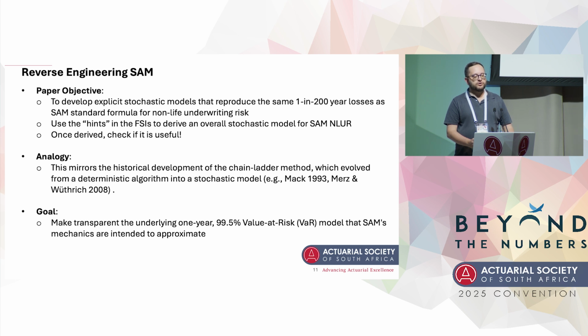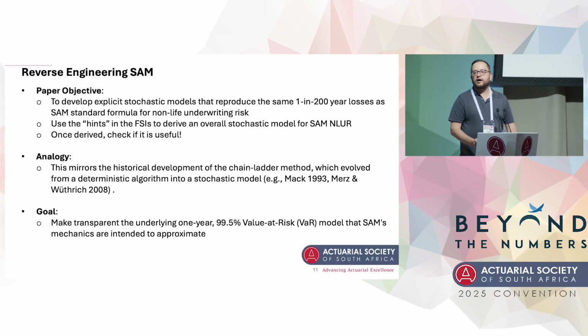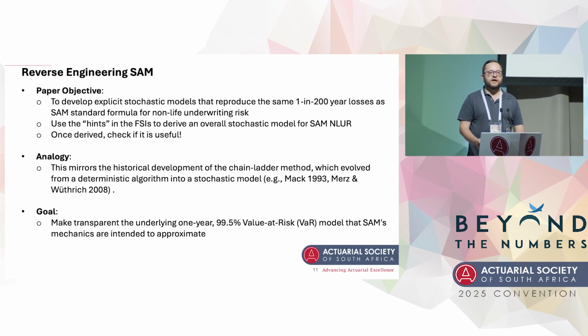And the way that we're going to do this is try to use the various different hints that we have in the FSIs. So for example, in the FSIs, you'll see it talks about insurer-specific parameters. Can we take the methodology given in the FSIs for each one of the components comprising the non-life underwriting risk module in SAM? Can we take what the FSI seems to hint to and build that up into an overall stochastic model for non-life underwriting risk?